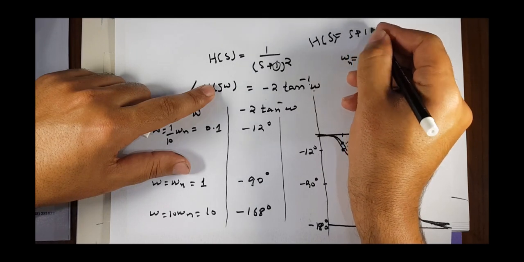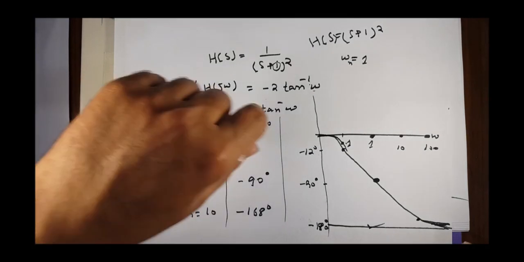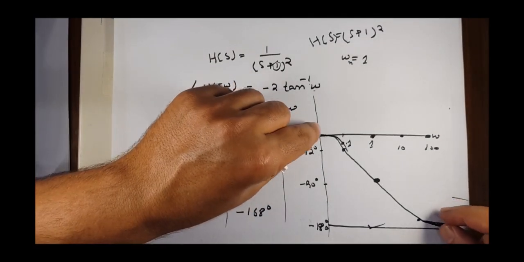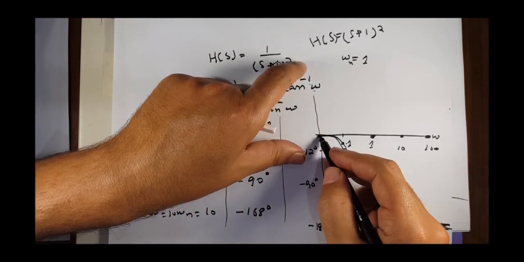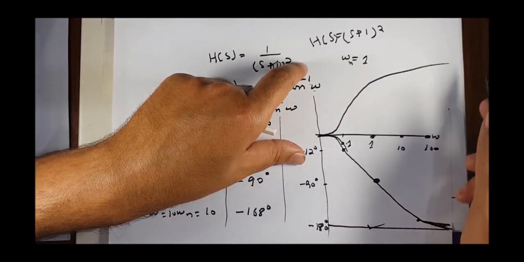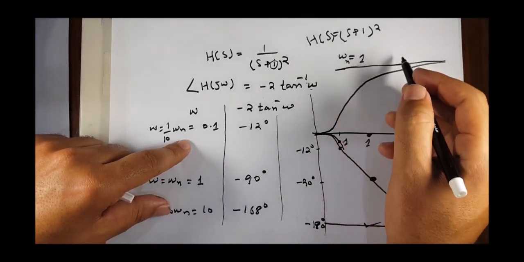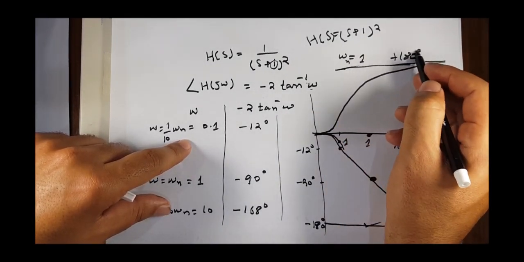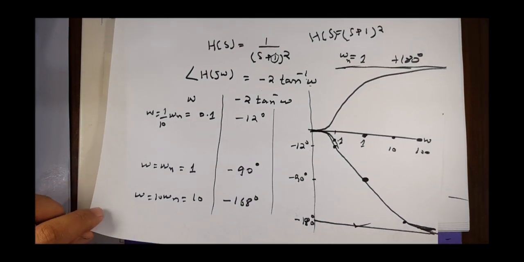Repeated zero will be of this form: H(s) is equal to (s plus 1) whole square. So the procedure remains the same. You just need to flip this along the omega axis. You will draw this, and this will touch the asymptote, which will be plus 180 degrees. So this is how you're going to plot repeated poles.